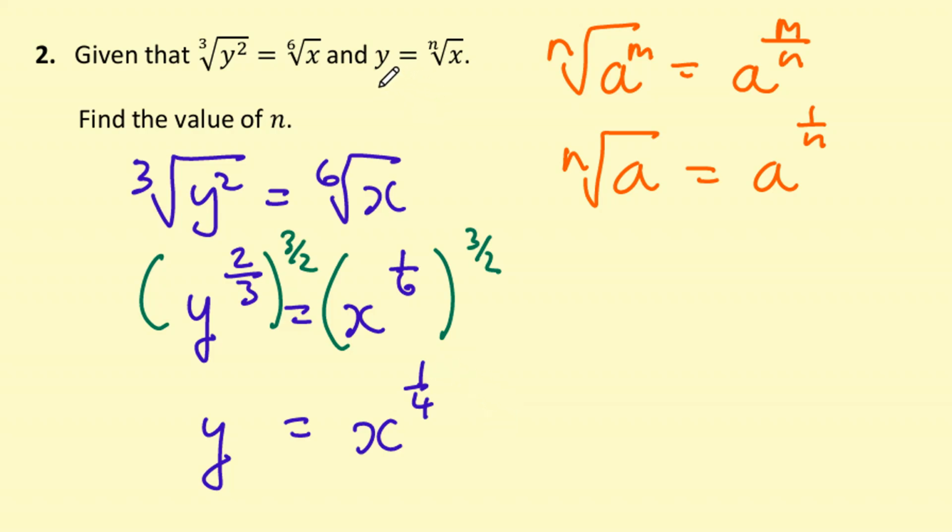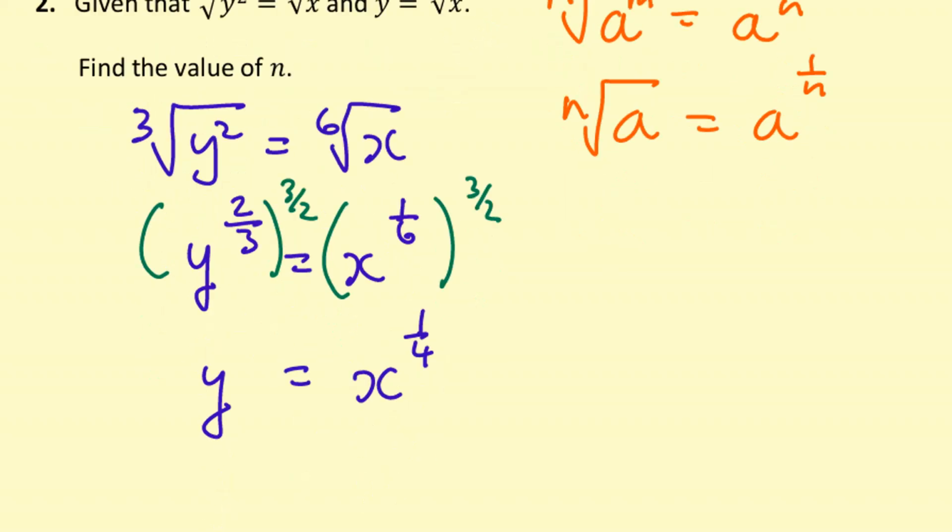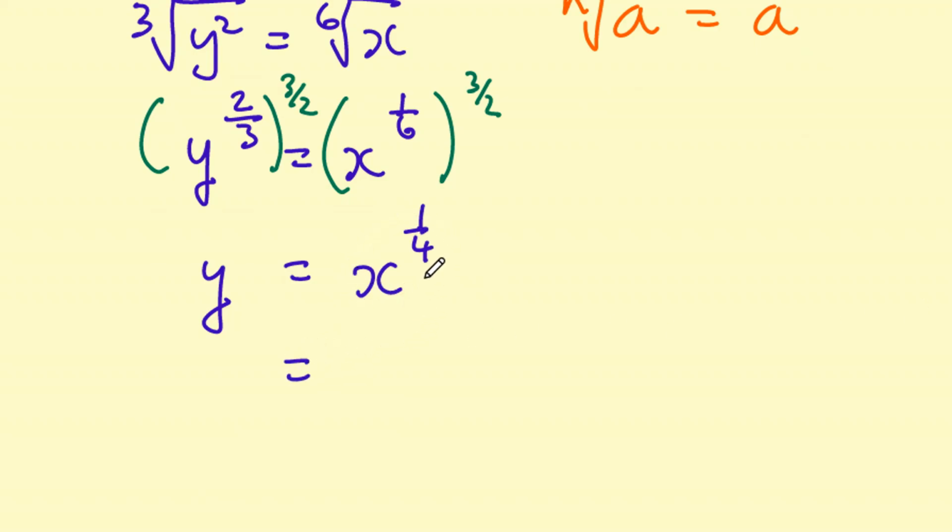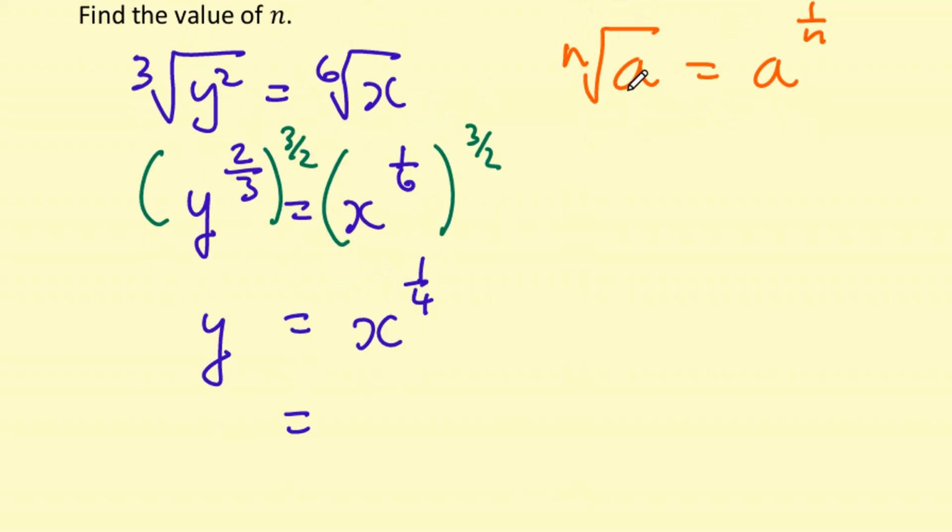Now, remember that we were told that y equals the nth root of x. So we can rewrite the right-hand side here as a surd. Then, using this law, the nth root of a is a to the 1 over n. So x to the 1 over 4, using the reverse of this law, and rewriting this exponent as a surd, we can write it as the 4th root of x. So x to the 1 over 4 equals the 4th root of x by using the reverse of this law.